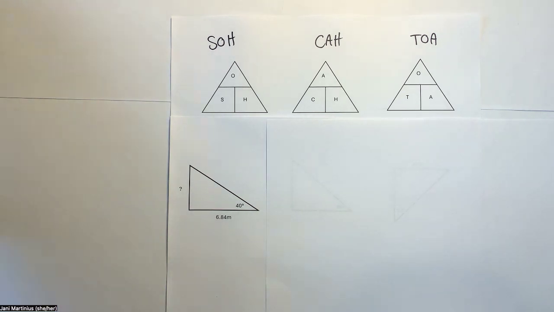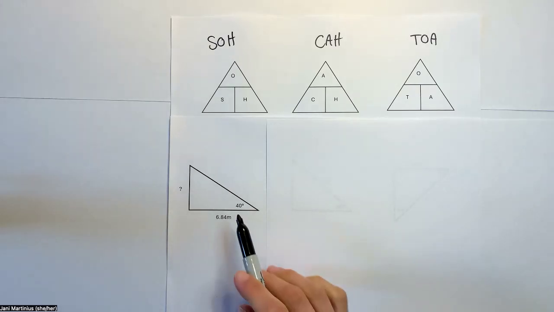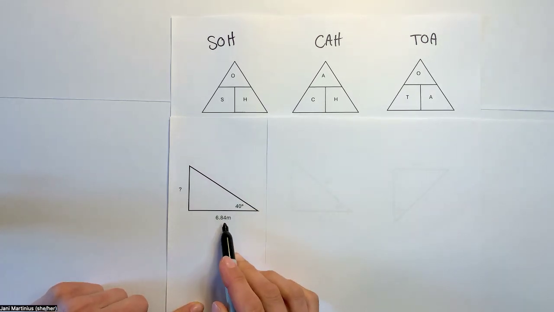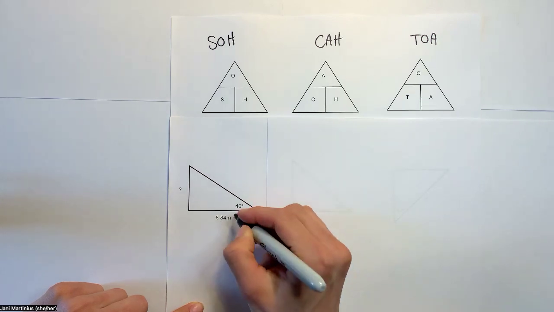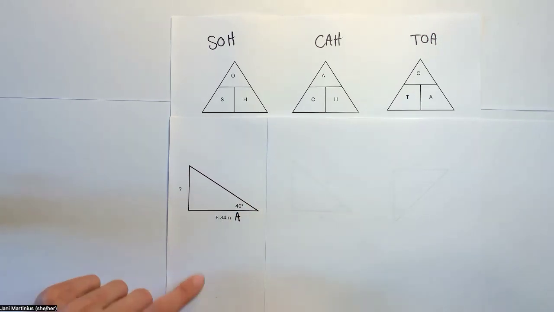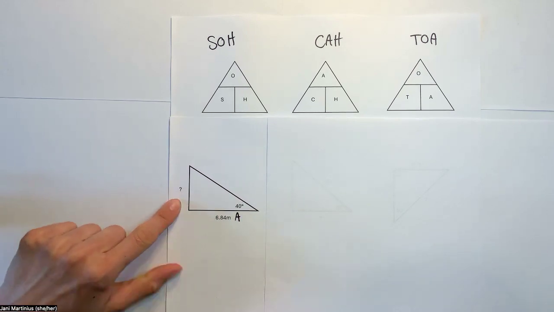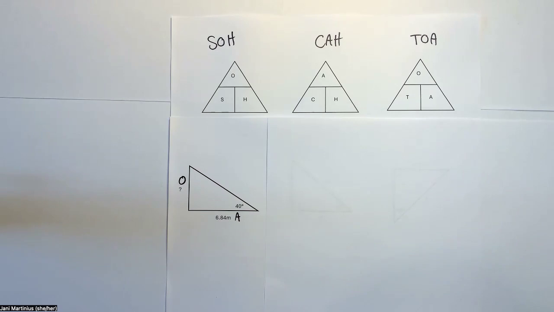Okay, so same thing here. We first want to mark out what we have given to us. We have an angle given to us, that's excellent. There's nothing on the hypotenuse, so we'll leave it blank for now. A side is given to us right next to the angle, which makes it the adjacent. And opposite of the angle is a question mark, which makes this an O for opposite.